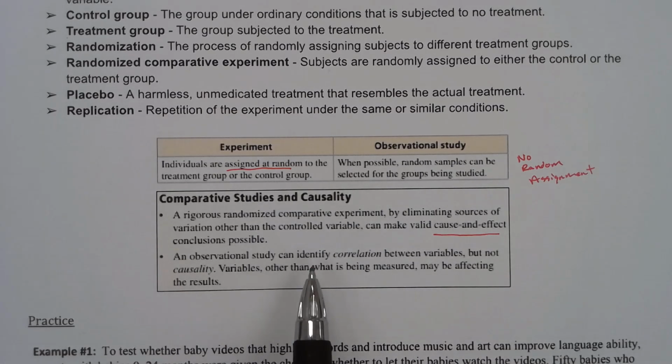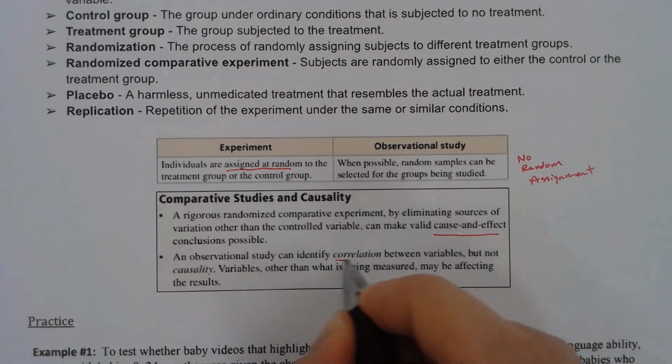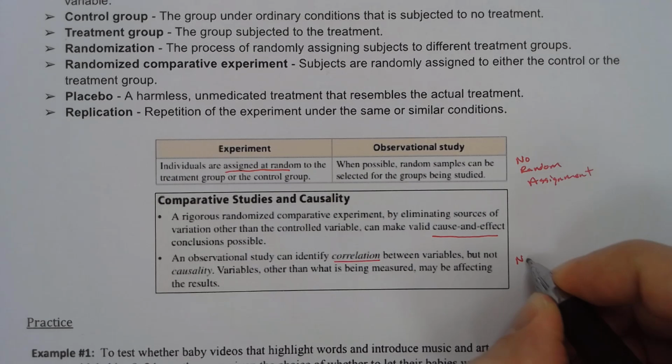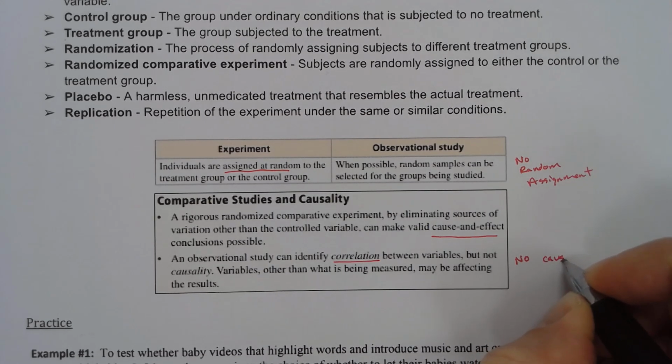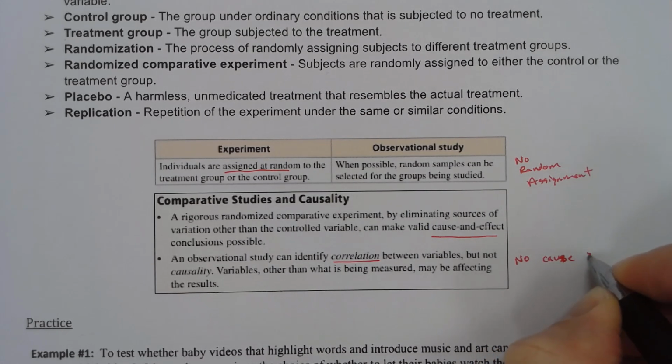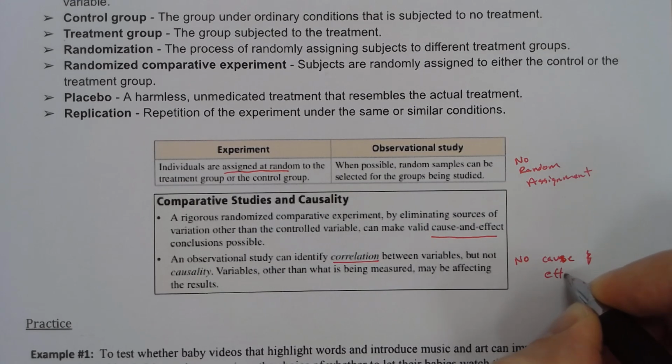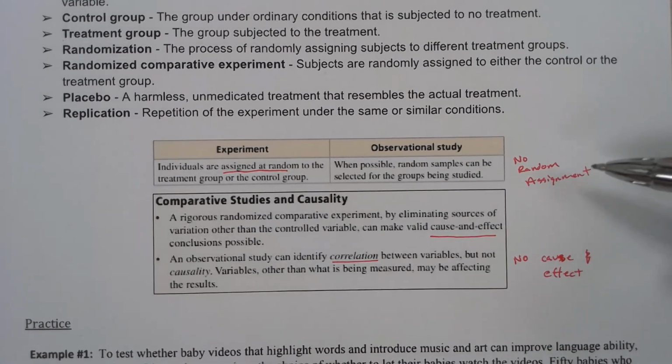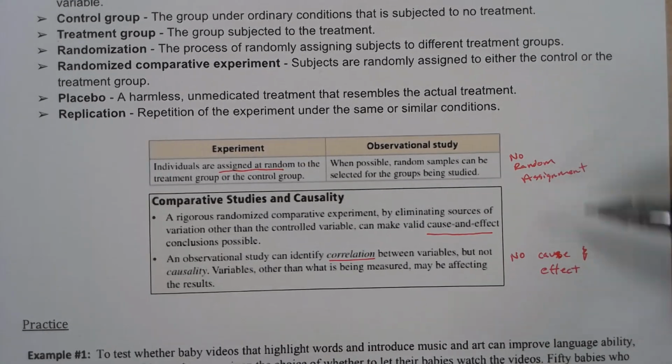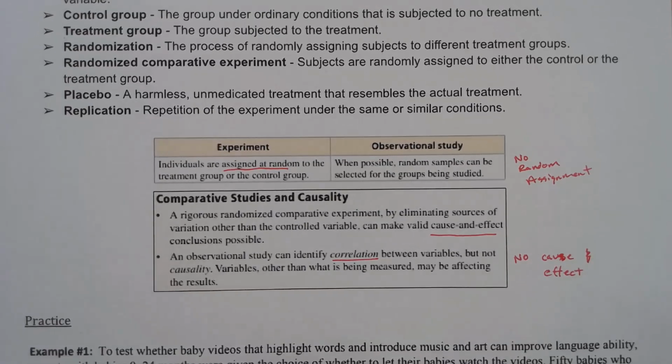And then an observational study, only correlation, so no cause and effect in an observational study. So they have no random assignment, and because of that, they have no cause and effect. So we'll get into that when we're analyzing our studies. But let's look at example 1 right down below.